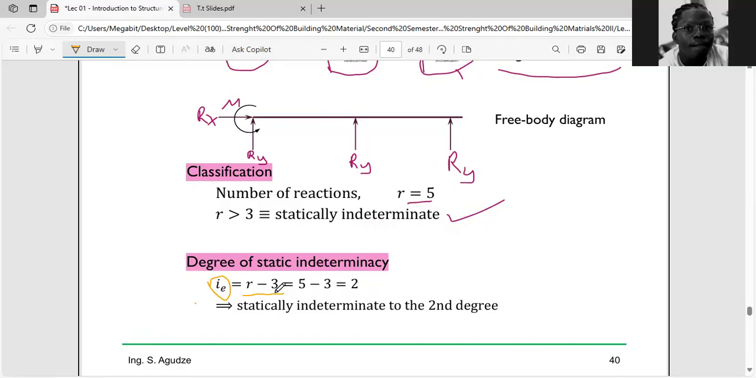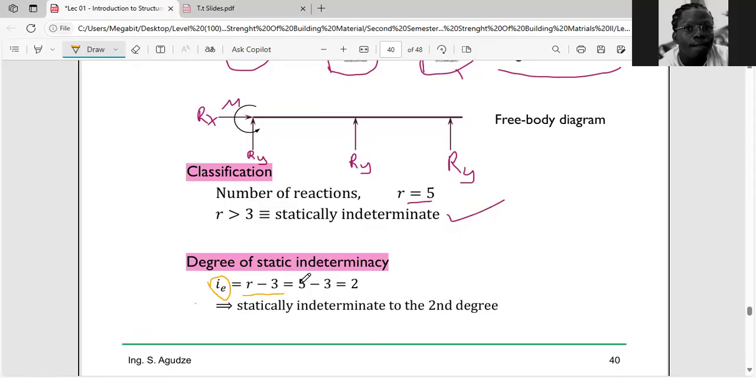What we learned earlier: our degree of static indeterminacy. Anytime you realize the number of reactions is more than 3, you have to remember you will be calculating the degree of static indeterminacy. That is a note you have to jot down somewhere. Anytime the number of reactions is more than 3, the structure becomes statically indeterminate externally, and because of that, we are always going to find the degree of static indeterminacy.